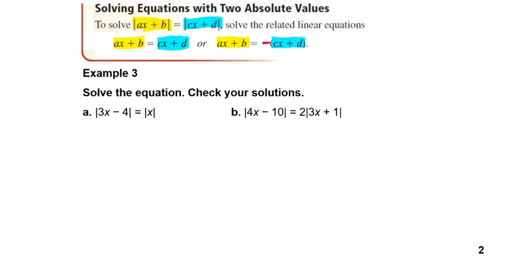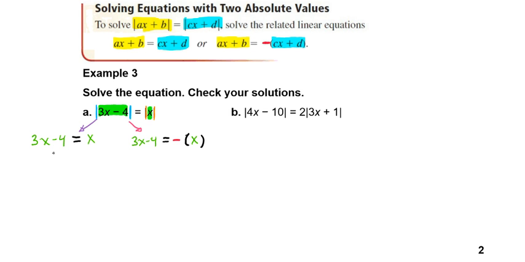So let's do some examples and let's see how this works out. In our first example, it says solve the equation, and then we're going to check our solutions to make sure that we're right. So here we have the absolute value of 3x minus 4 equals the absolute value of x. We have an absolute value here, and an absolute value here. So we're going to take the inside of the first absolute value, the 3x minus 4, and set that equal to x, which is the inside over here. That's going to be the first thing that we do. Now we also need to take that 3x minus 4 and set it equal to the negative of our other side. Then we're going to work those out and solve for x.